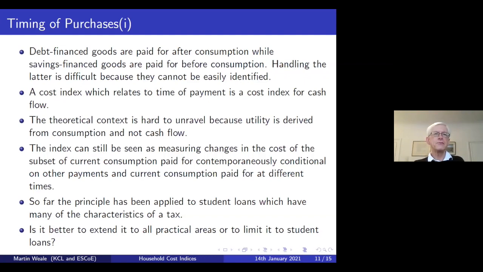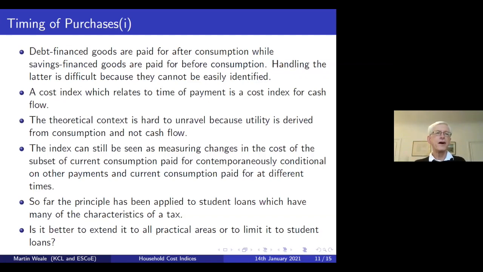And the theoretical context for that, I think, is rather hard to unravel because most economists think that utility is derived from consumption and not cash flow. You enjoy the holiday while you're having it and not when you come to paying for it, whether you pay for it in advance or after the event. So given that, it perhaps becomes rather difficult to identify how you would apply this cash flow principle coherently.